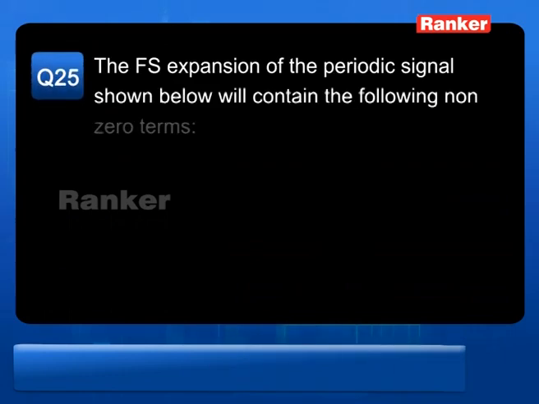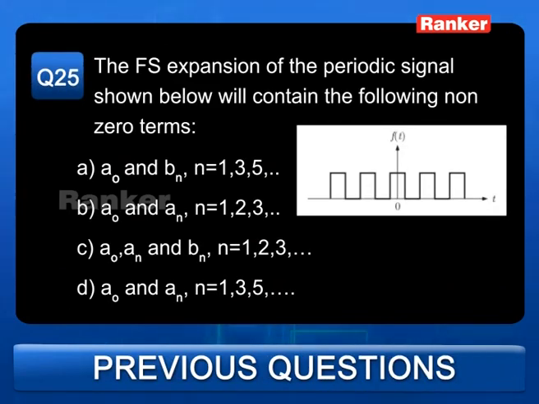The next question says, the Fourier series expansion of a periodic signal shown below will contain the following non-zero terms. Okay, you have a figure which shows, from the figure you can understand that this is an even function because it is existing evenly on both sides. What are the answers? The choices are: A, A0 and Bn, n is equal to 1, 3, 5. B, A0 and An, n is equal to 1, 2, 3. C, A0, An and Bn, n is equal to 1, 2, 3. And D, A0 and An, n is equal to 1, 3, 5.